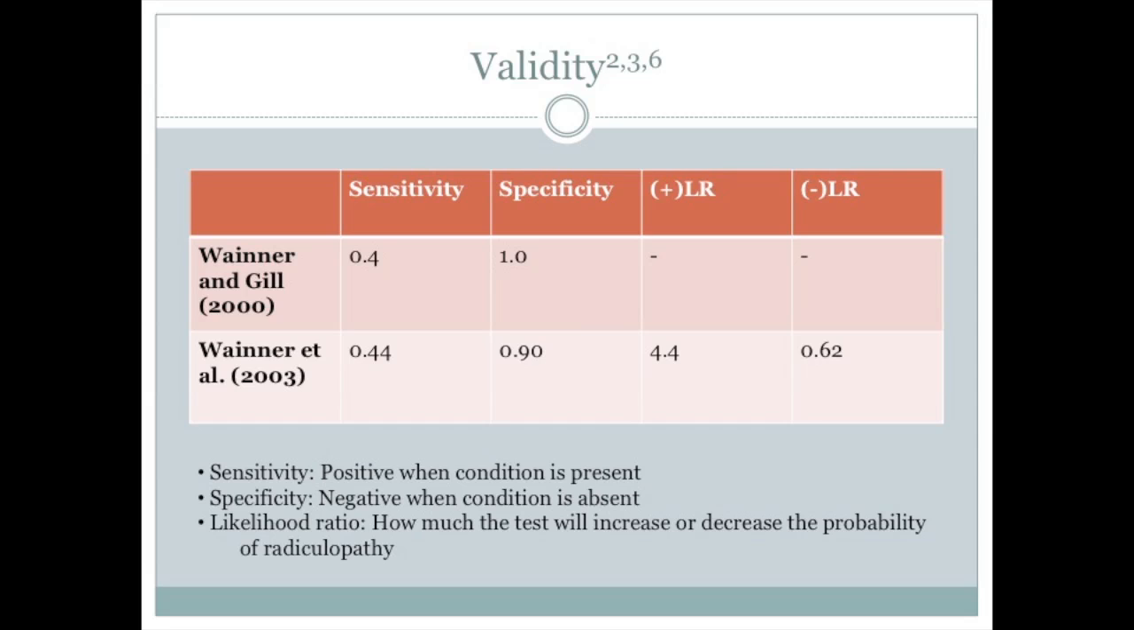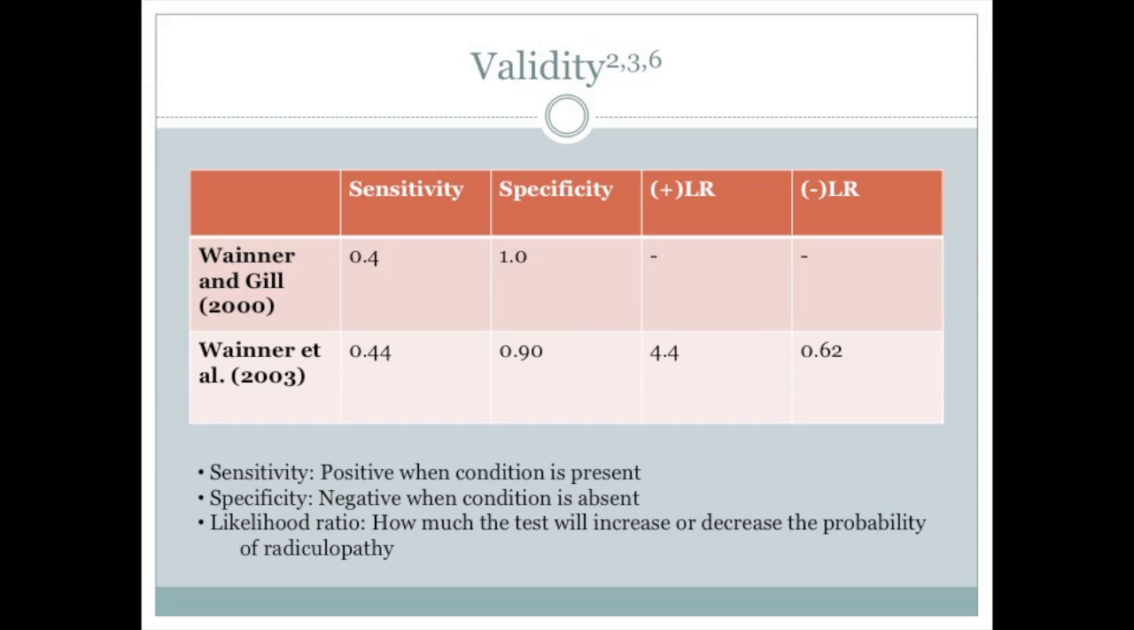This table summarizes measures of 4 statistics. Sensitivity is the ability of the distraction test to be positive when the person has cervical radiculopathy. Specificity is the ability of the distraction test to be negative when the person does not have cervical radiculopathy. For each of these statistics, the closer to 1, the better. With specificity between 0.9 and 1.0, we can say the cervical distraction test is great at ruling out cervical radiculopathy.